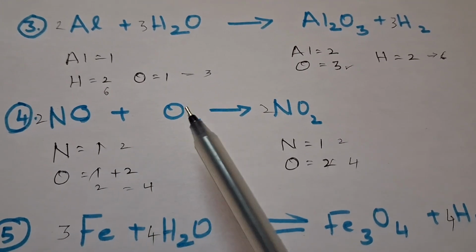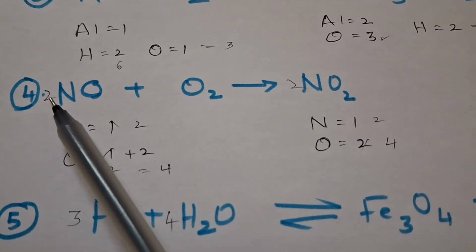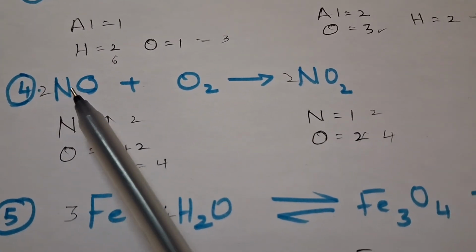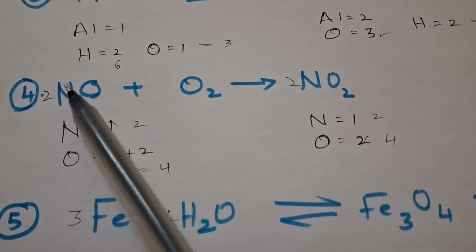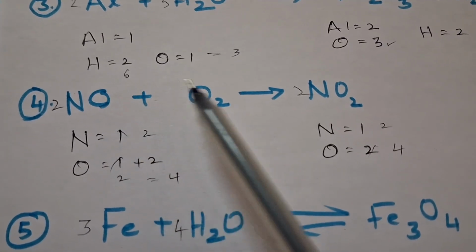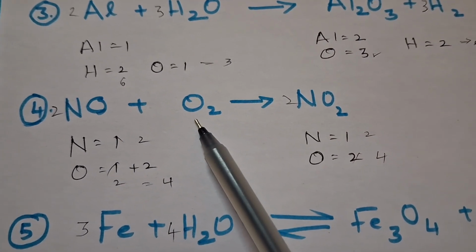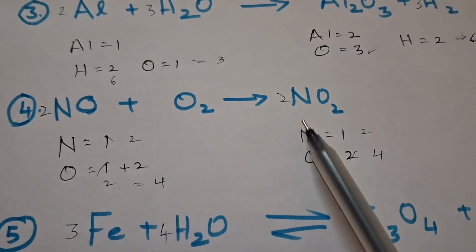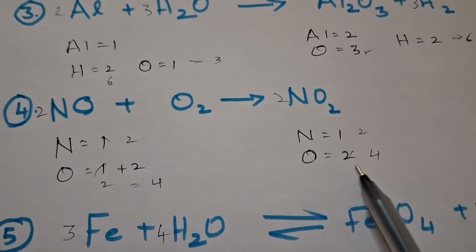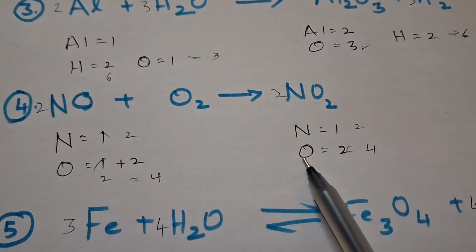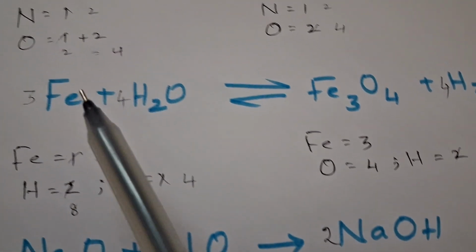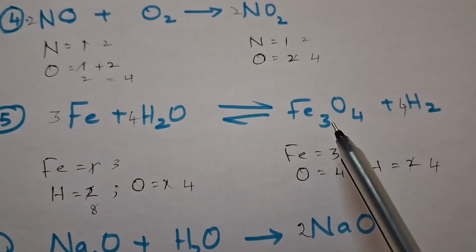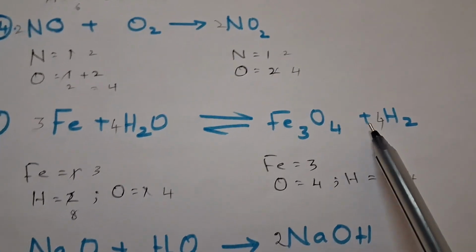So what to do? We have to put a 2 here. If you put a 2 here, nitrogen gets 2. This oxygen gets 2. 2 plus 2, it becomes 4 here. Now suppose you put a 2 here, this nitrogen is also balanced. 2 into 2, this 4 is balanced. Oxygen is also balanced.